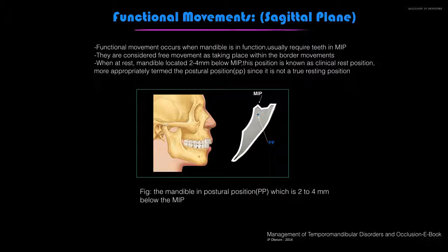Usually, when at rest, the mandible is located 2 to 4 mm below maximum intercuspation, or MIP, and this position is known as the clinical rest position. More appropriately termed the postural position, or PP, since it is not a true resting position.